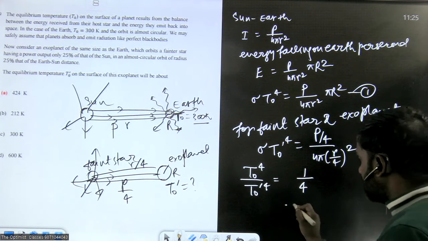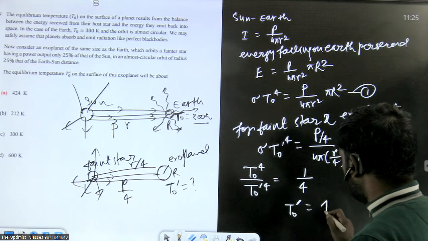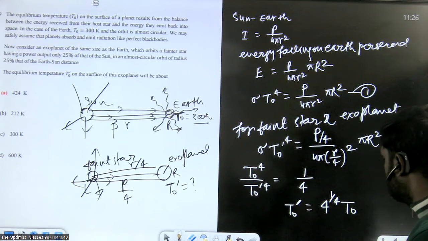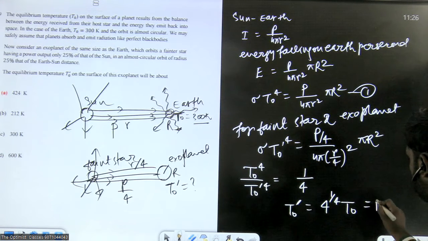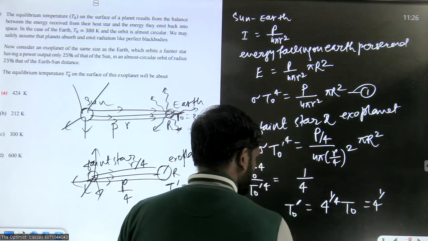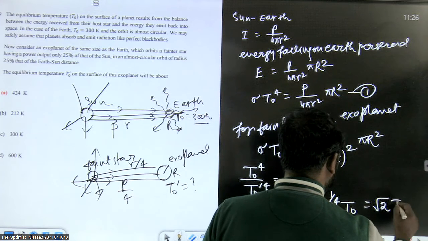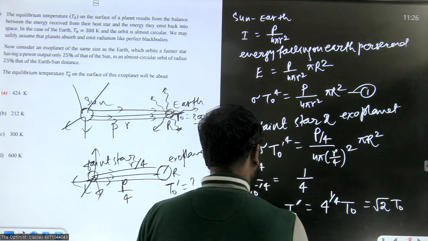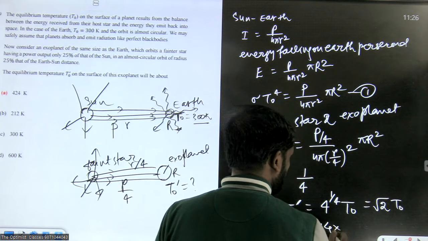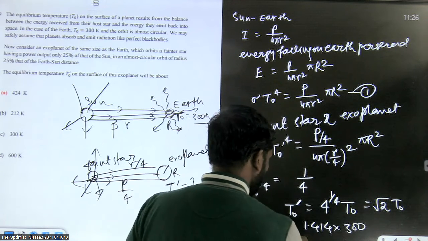So therefore, we are getting T naught primed is equal to 4 to the power 1 by 4 times T naught. That's what we get. So this is 4 to the power 1 by 4, which we can write as root 2 into T naught. So T naught primed is equal to root 2, which is 1.414, multiplied by 300. Okay, so we can multiply it.